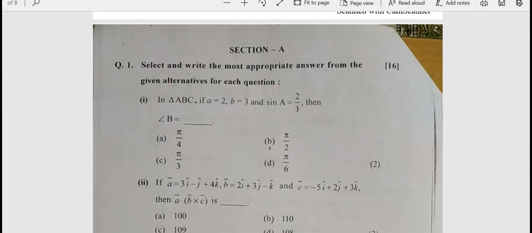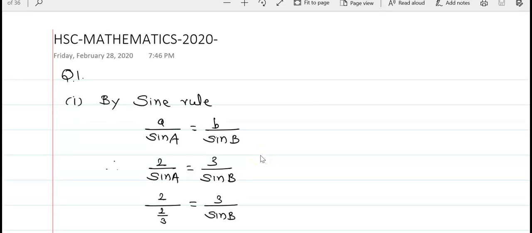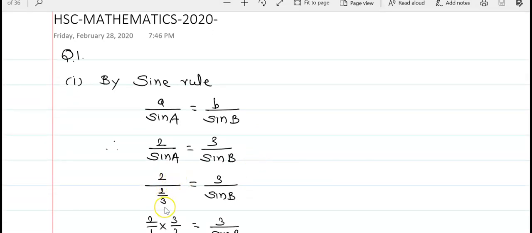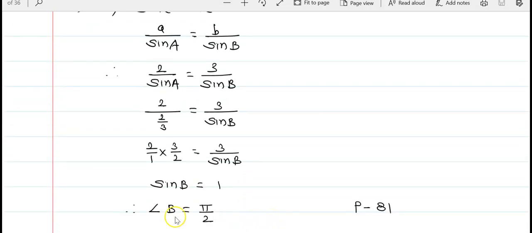This is the question, and the answer is, by the sine rule, a upon sine A is equal to b upon sine B, is equal to 2 upon sine A is equal to 3 upon sine B. That is, 2 upon 2 by 3 is equal to 3 upon sine B, and sine B is equal to 1. Therefore, the measure of angle B is equal to pi by 2. It is on page number 81.